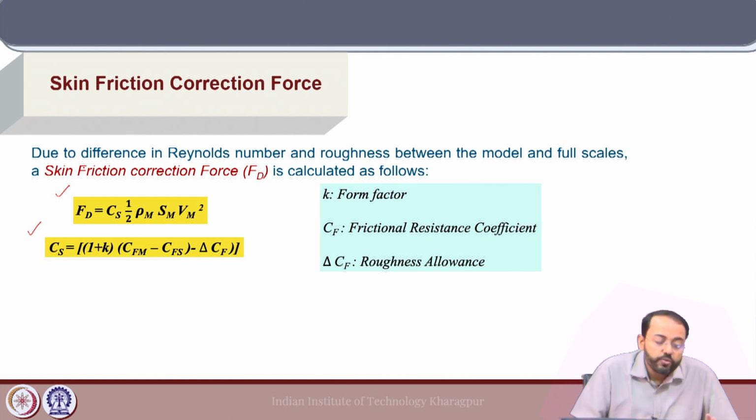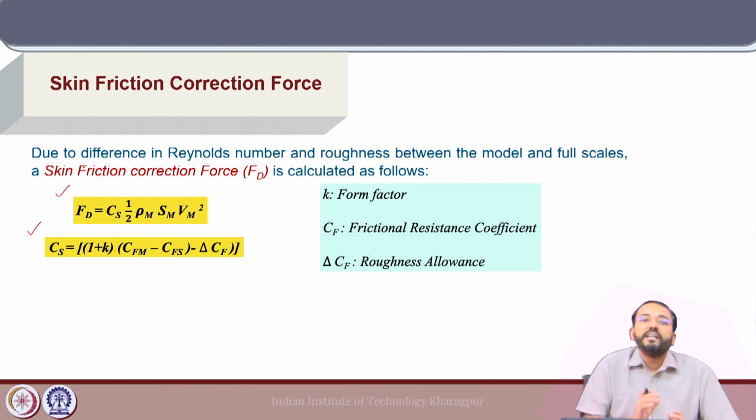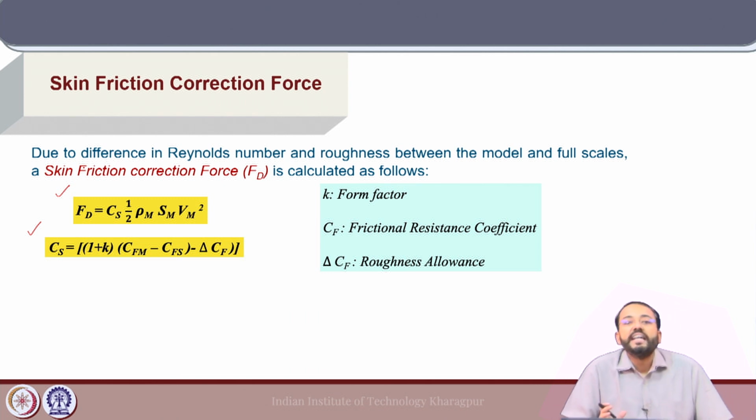Now, this coefficient Cs is given by (1 plus k), where k is the form factor, into Cfm, which is the friction resistance coefficient in the model scale, minus the same in the full scale, and a roughness allowance is also included. So, this skin friction correction force is required to be calculated to get the full scale propulsion point when we do the model self propulsion test. This part is very important because this force has to be applied on the model and that correlates to the full scale self propulsion point.